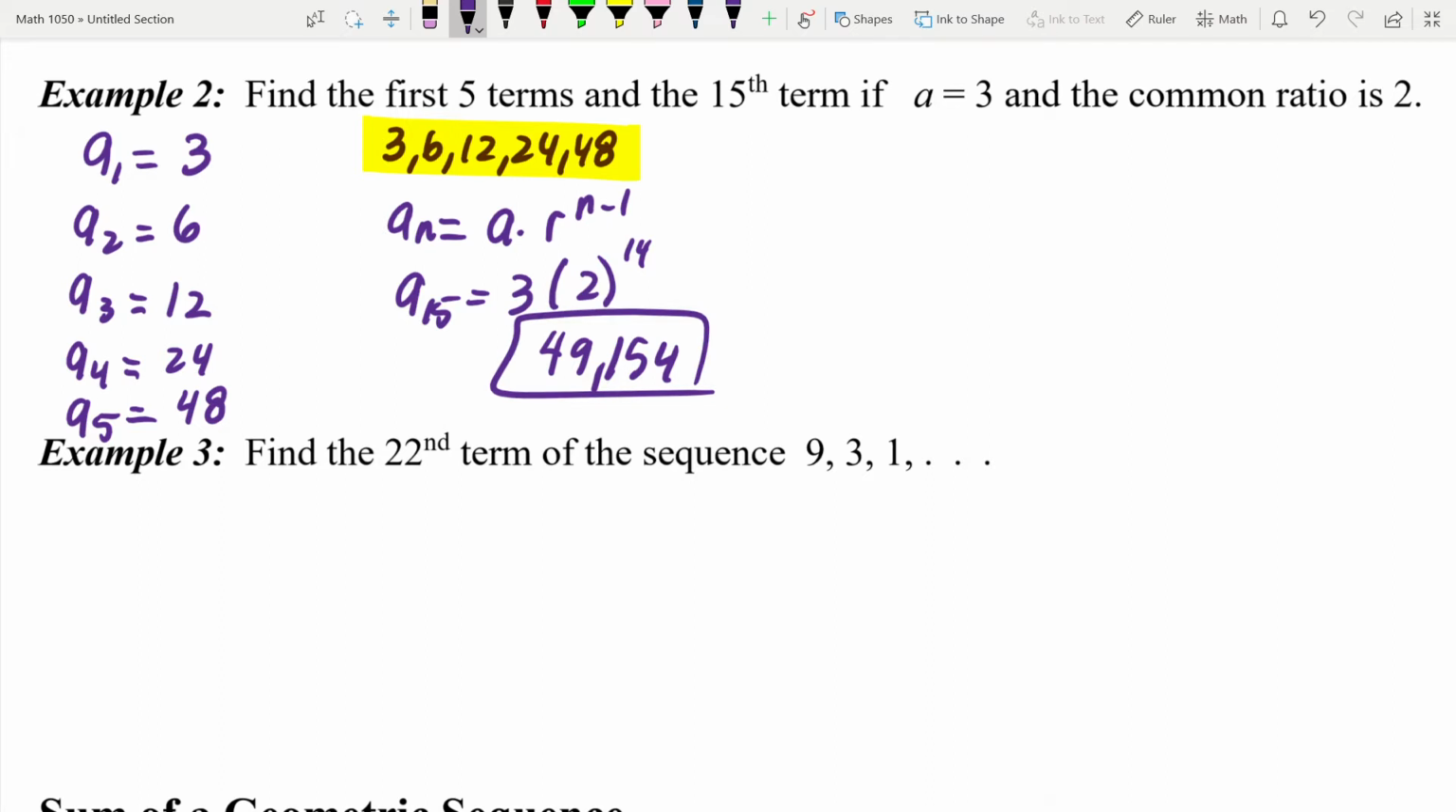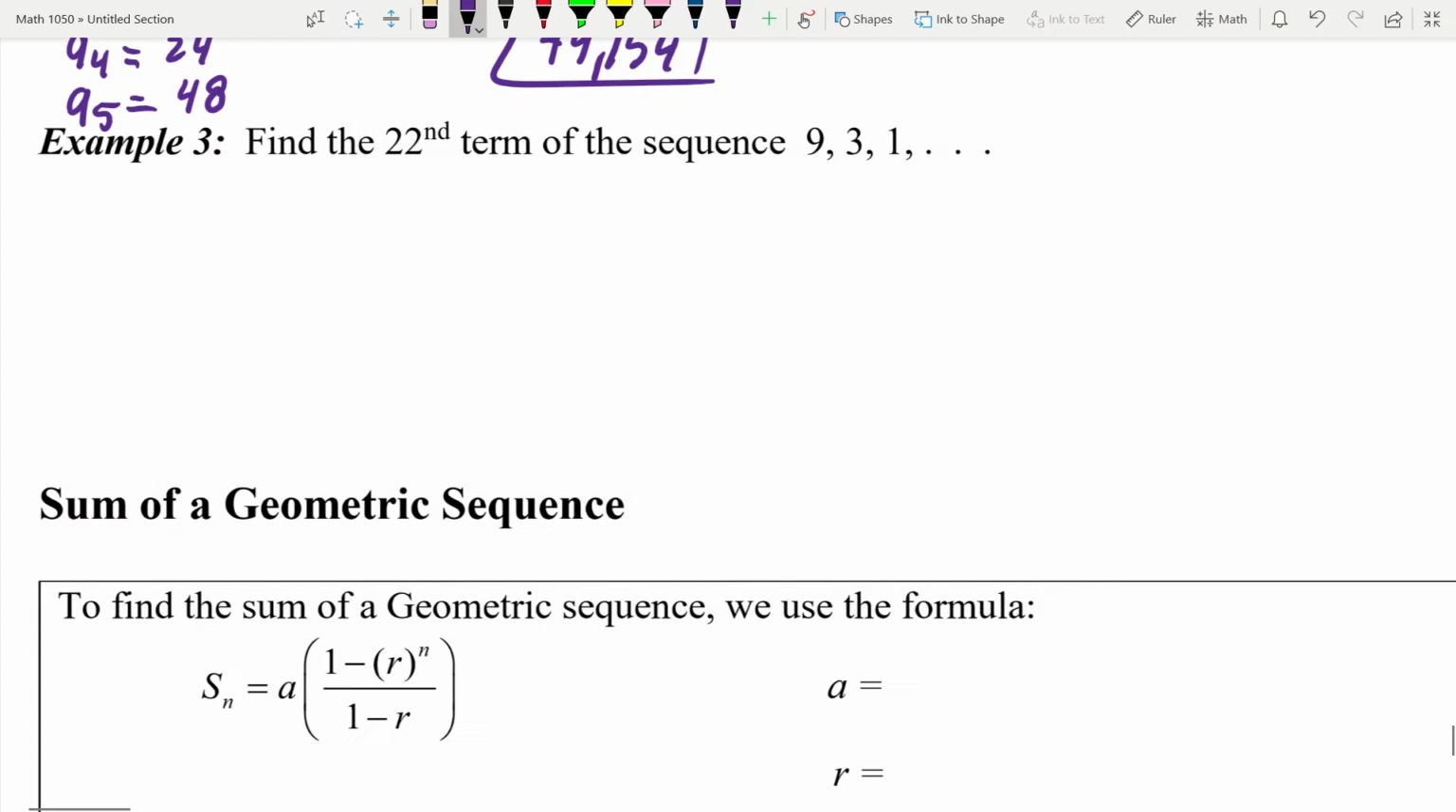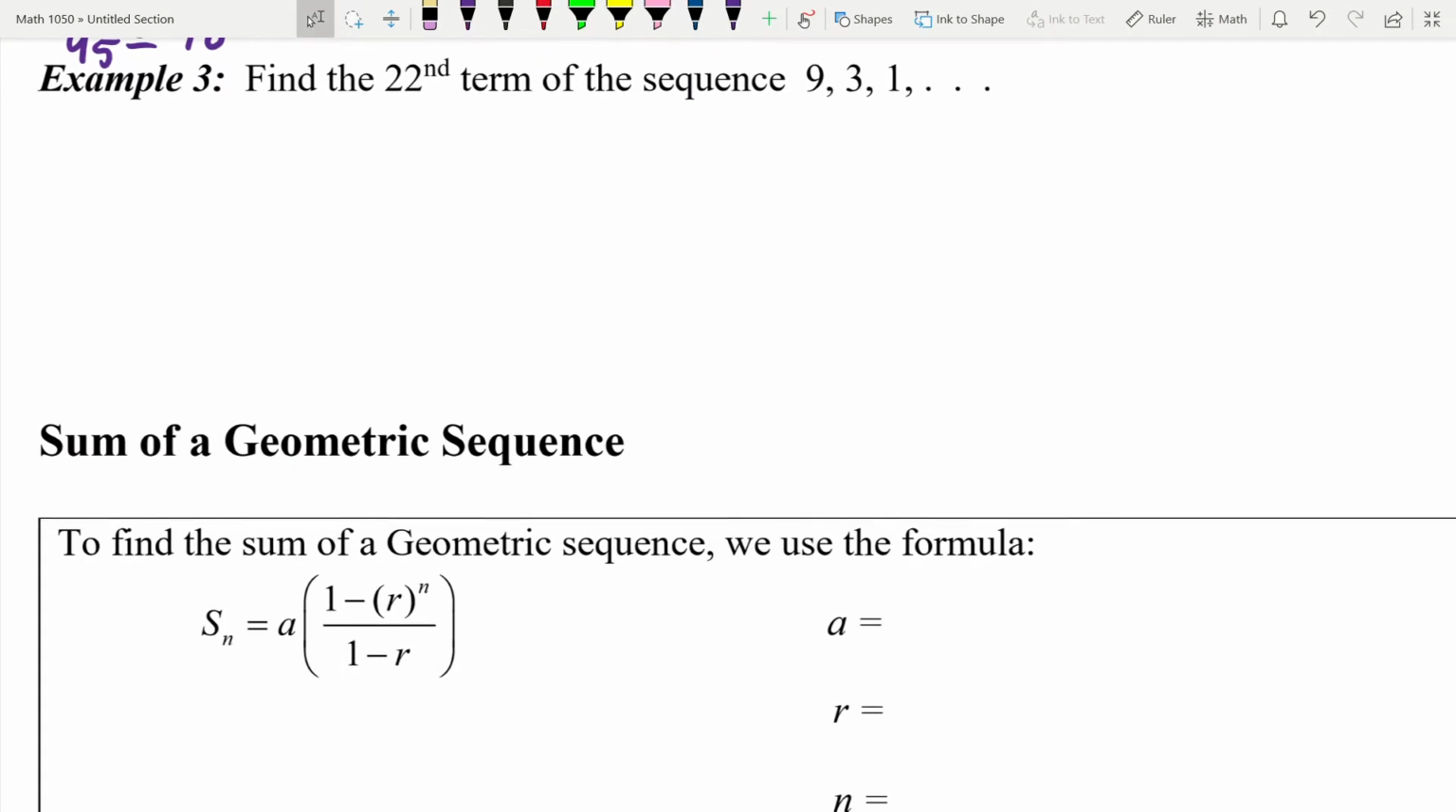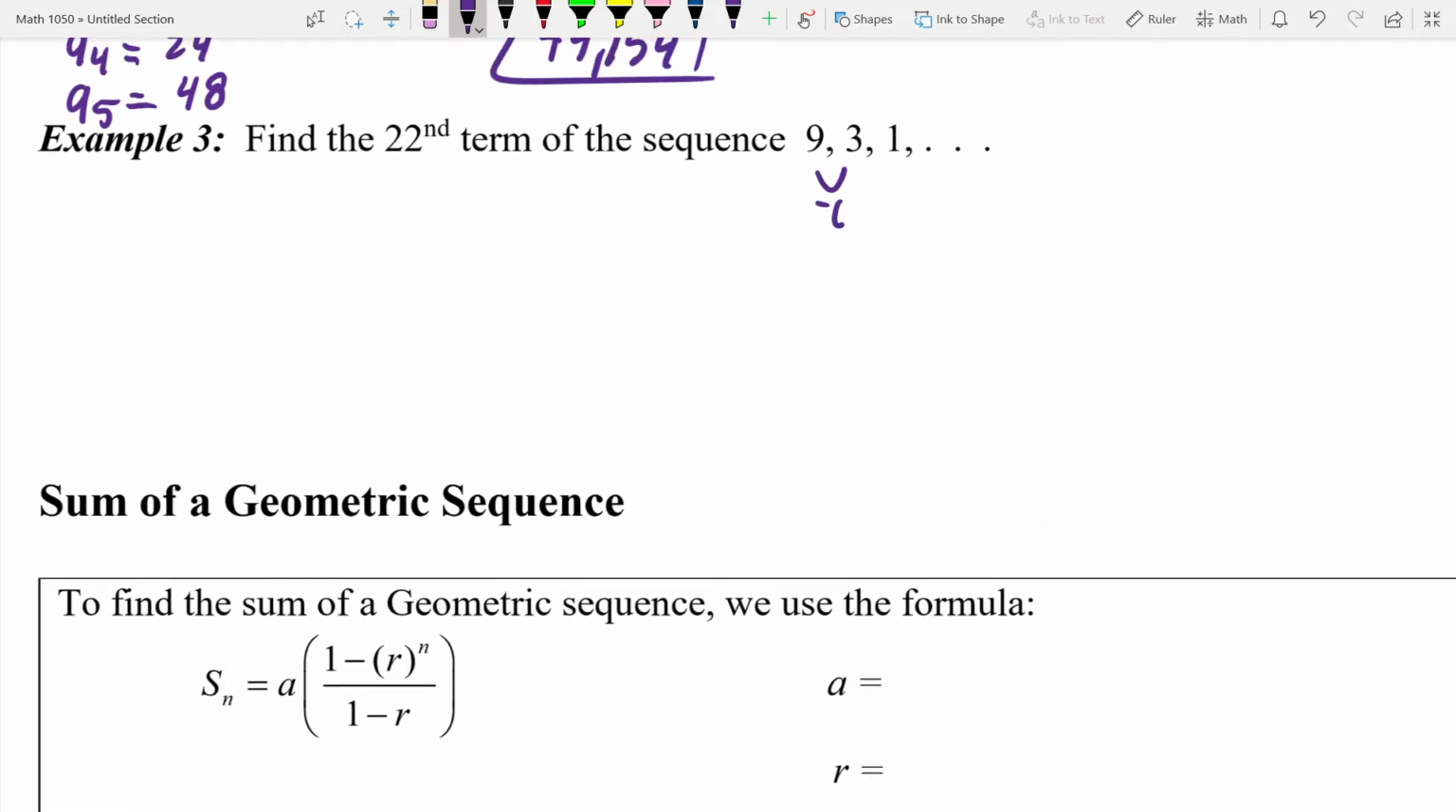Okay, find the 22nd term. This is what I was kind of saying last time, you guys. If this is how it shows up on your final, okay, then look what I would do. You have to know if it's arithmetic or geometric, because the formulas are totally different. Okay, so look right here. 9 subtract 6 is 3. Is 3 subtract 6 1? No. So then I know it's not arithmetic.